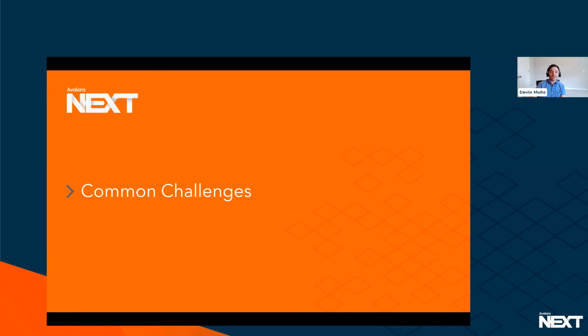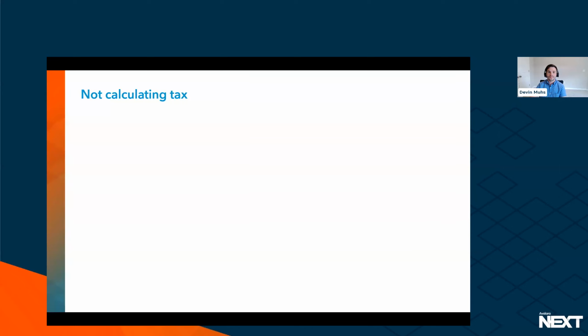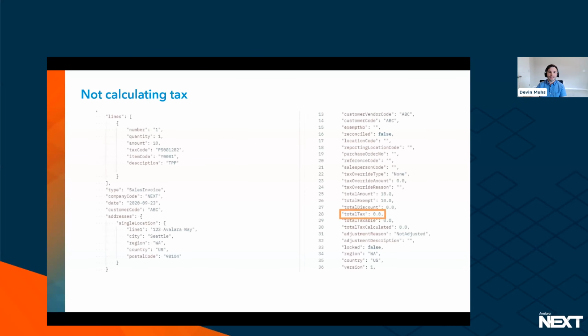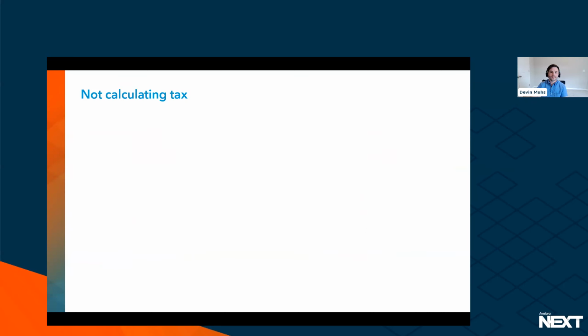Of course, when it comes to developing any application, users may face some challenges along the way. Here, I'll be going over solutions to some of the common challenges users may face when first getting started with AvaTax, as well as some best practices. A common issue a customer may observe when first getting started is no tax being returned in the API response. And there can be a few reasons for this result, so let's review these now.